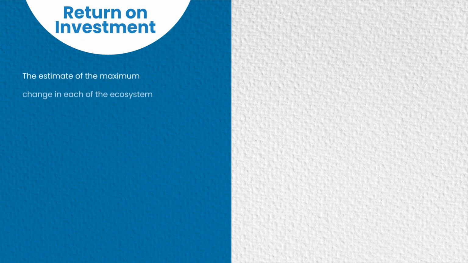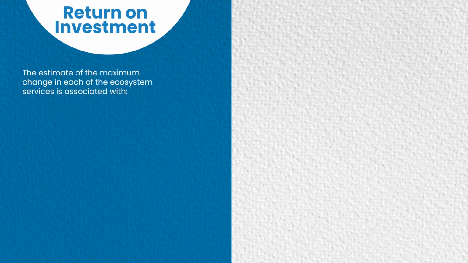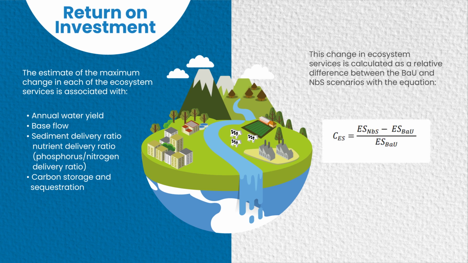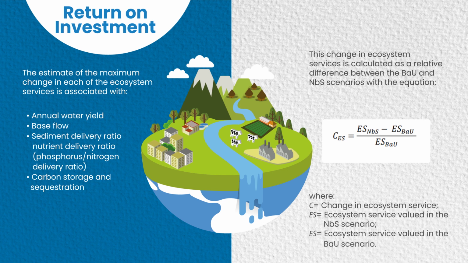So, as you saw in the previous module, INVEST is a model that offers different calculations to determine the basin conditions in relation to annual water yield, base flow, sediment delivery ratio, nutrient delivery ratio, phosphorus, nitrogen delivery ratio, carbon storage and sequestration. Waterproof simulates ecosystem services for a nature-based solutions land use or land cover scenario, using the INVEST models with the expected land use layer with nature-based solutions implementation, and calculates the relative difference between the scenarios.